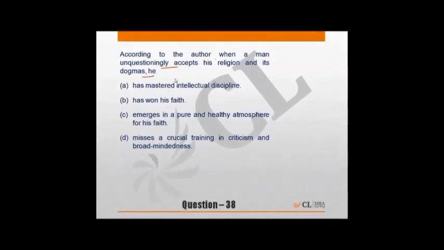A man who unquestioningly accepts his religion has mastered, it is exactly the opposite, has not mastered, has possibly lost out on intellectual discipline. Has won his faith? No. As per the author, no. Emerges in a pure and healthy atmosphere for his faith? No. The author actually says that you become less open-minded, and choice D misses a crucial training in criticism and broad-mindedness. This is directly given in the passage. Choice D becomes the correct answer.